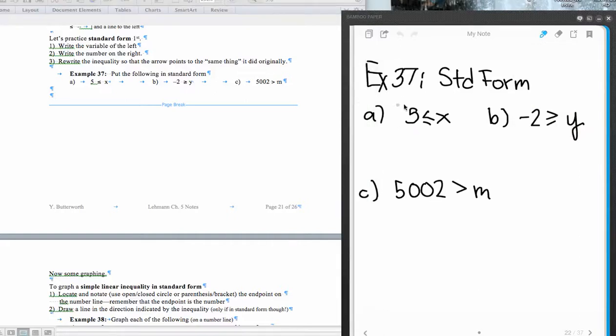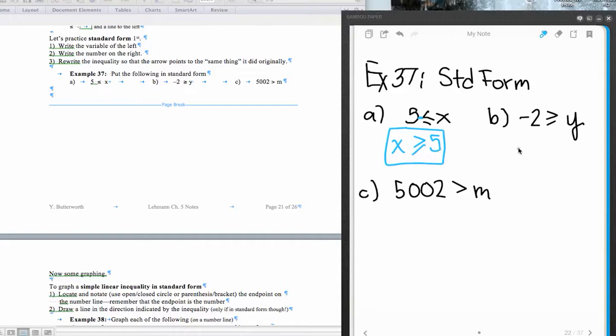So we're going to do these examples in number 37. So what I'm going to start out by doing is putting the variable over here on the left, and I'm going to put the number over here on the right. And then you see that the inequality points to the number. So I'm going to point it at the number and write it in. And now I have it. Now I can read this. X is greater than or equal to 5.